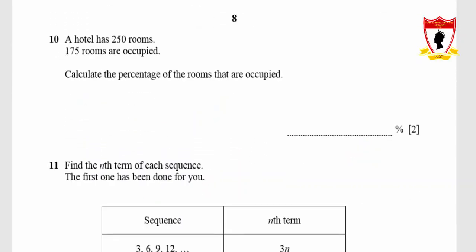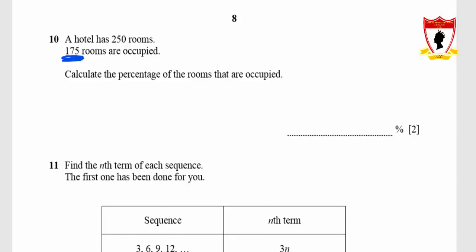A hotel has 250 rooms. 175 rooms are occupied. Calculate the percentage of the rooms that are occupied. Well, to calculate percentage, we always divide the amount that the question is about by the total.